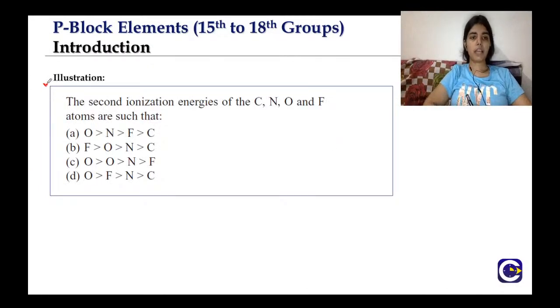Now the second question: the second ionization energies of the carbon, nitrogen, oxygen and fluorine atoms are such that options A, B, C, D. What should be the answer? You have to calculate the second ionization energy, not the first. The second ionization energy is the energy required to knock out the second electron.